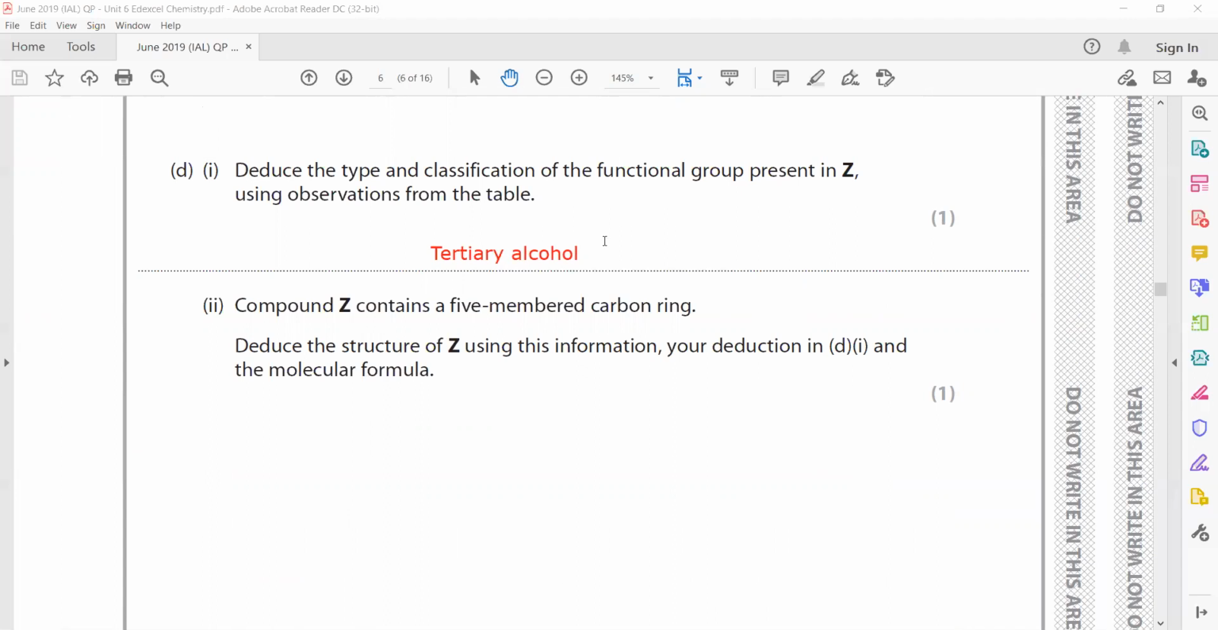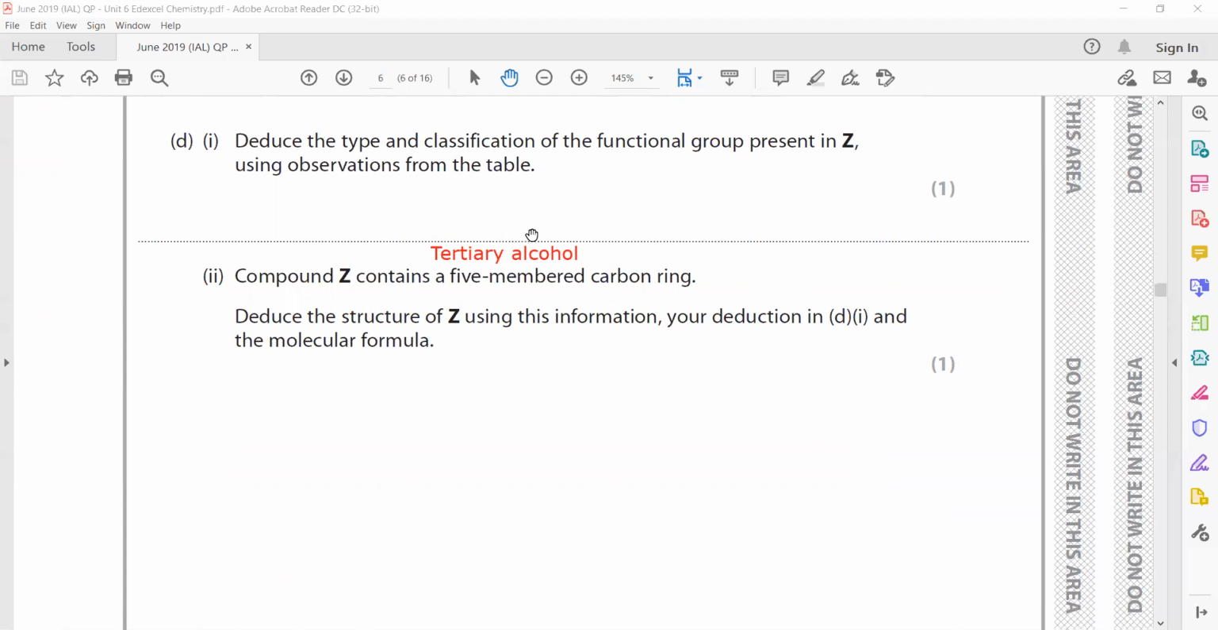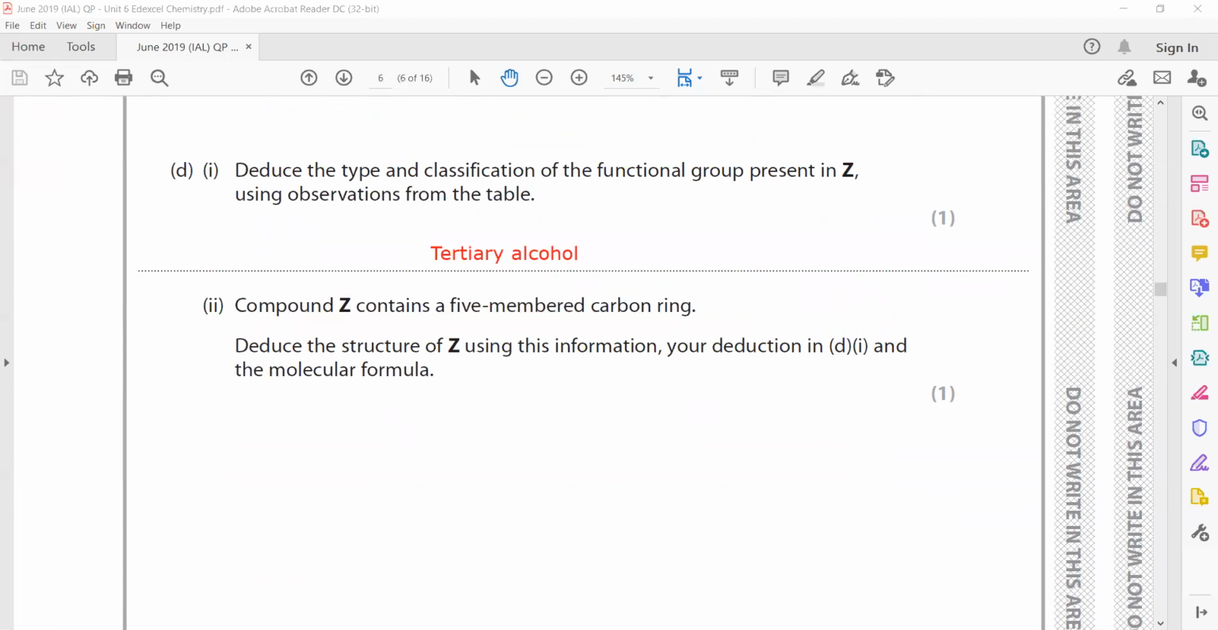Compound Z contains 5 carbons in a ring. Deduce the structure using the information deduced in D1. So 5 carbons in a ring first, 1, 2, 3, 4, and 5. And then we want to make it tertiary. The structural formula you have to draw, so you can draw the structural formula as well.